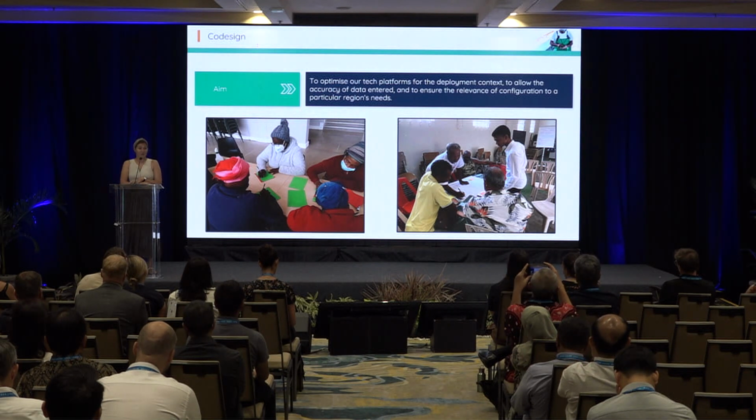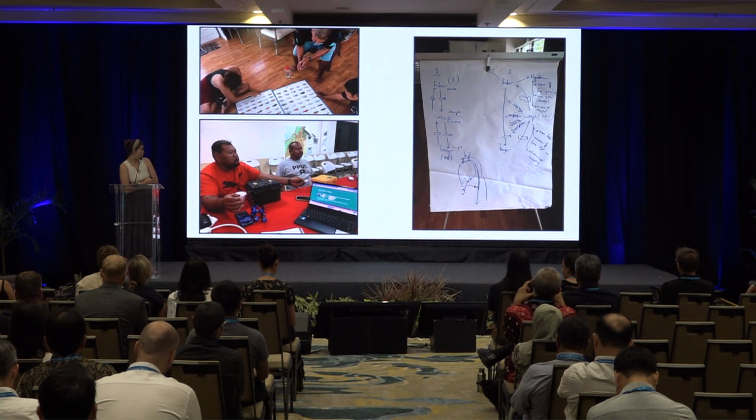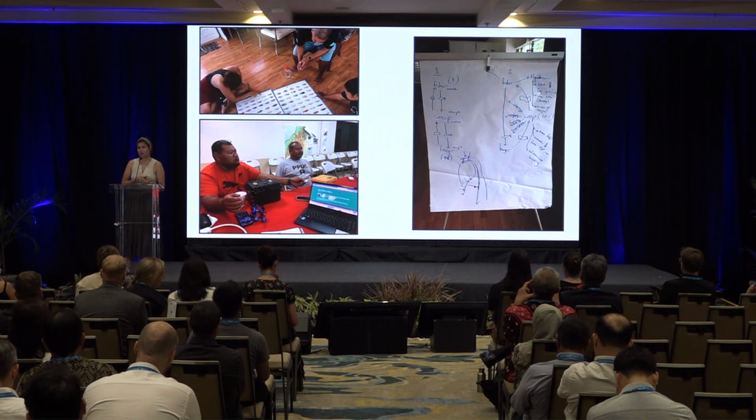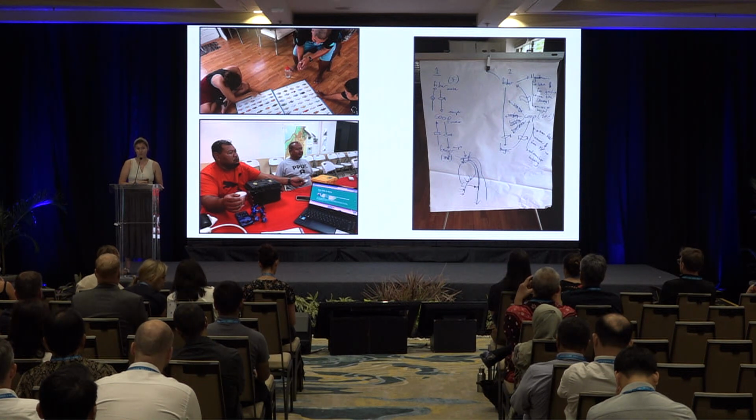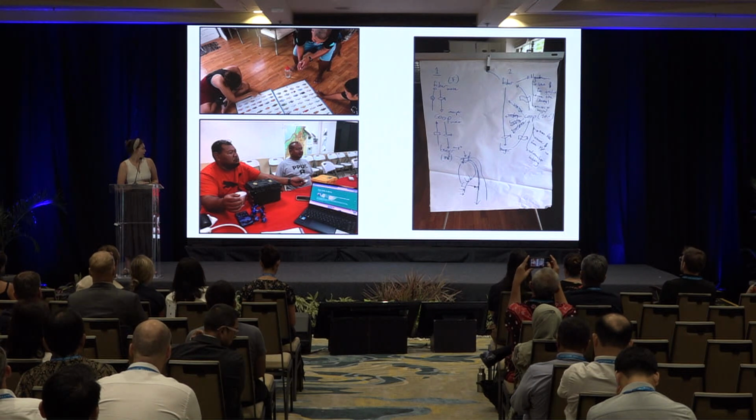The next part I want to talk about is co-design. This is where we sit down with the fishers once again, and we design the app according to their needs. On the most basic level, this could be language. We make sure that our app is available in whatever the local languages are, or whatever people prefer to use.